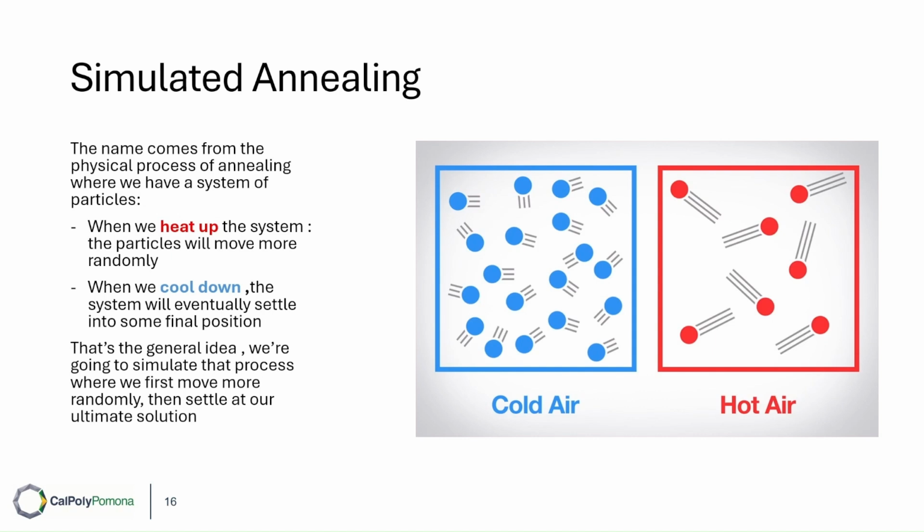Another algorithm for local search is simulated annealing, whose name comes from the physical process of annealing, where we have a system of particles, and when we heat up that system, the particles will move more randomly, and when we cool down, the system will eventually settle into some final position. And that's the general idea. We're going to simulate that process where we first move more randomly and then settle at our ultimate solution, and this is very helpful.